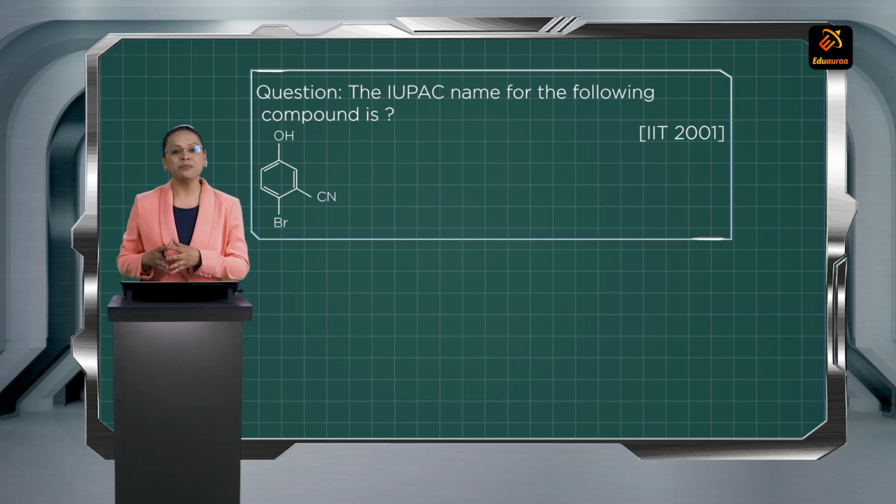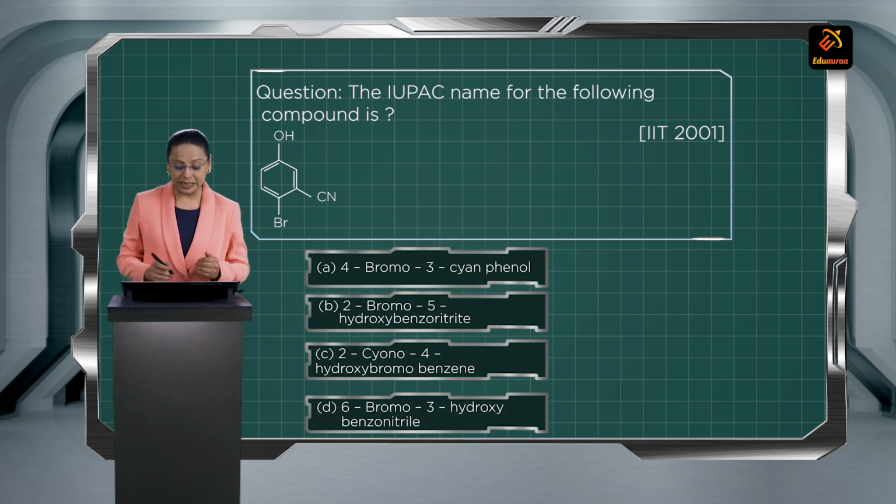Looking at the next question. The IUPAC name of the following compound is. Now they have given us a compound that's a phenolic compound with a cyano and bromo group attached with it. And then in the options, we have A, B, C and D, different names are given. Now this particular question had come in IIT 2009. Let us try to name the compound.